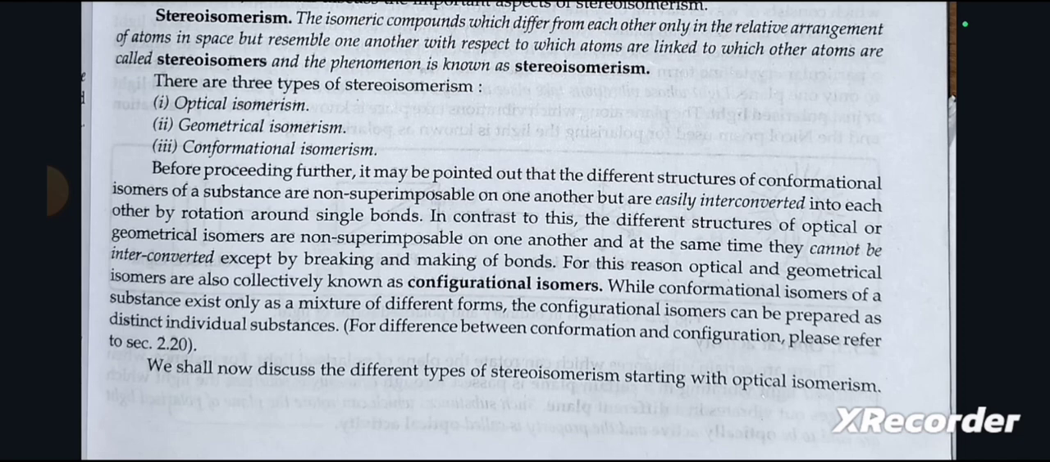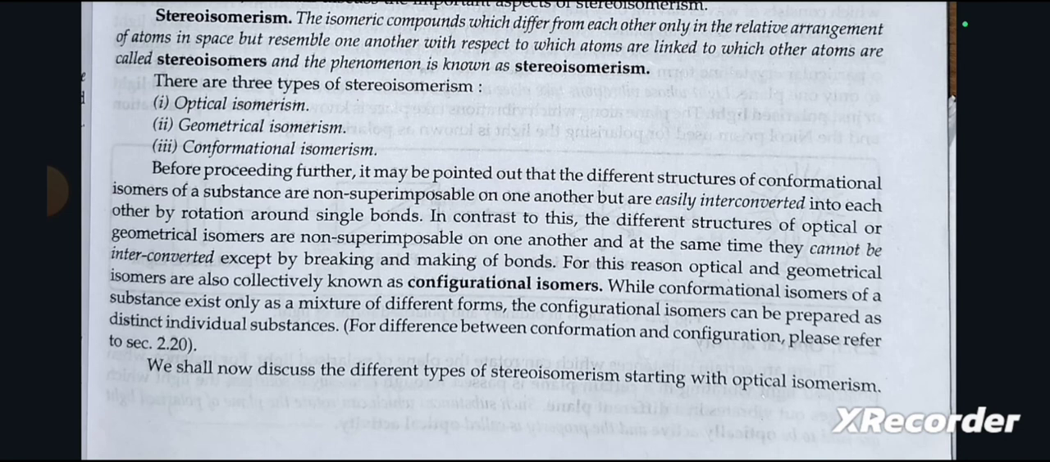Third, conformational isomerism. Before proceeding further, it may be pointed out that the different structures of conformational isomers of a substance are non-superimposable on one another but are easily interconverted by rotation around single bonds. In contrast to this, the different structures of optical or geometrical isomers are non-superimposable on one another, and at the same time they cannot be interconverted except by breaking and making of bonds. For this reason, optical and geometrical isomers are also collectively known as configurational isomers.